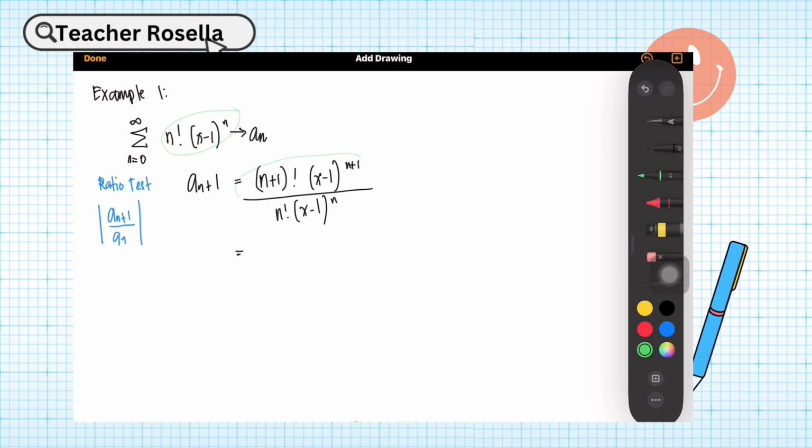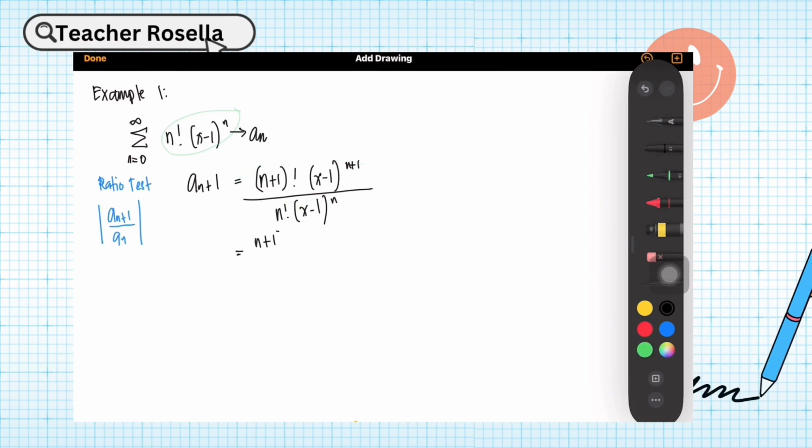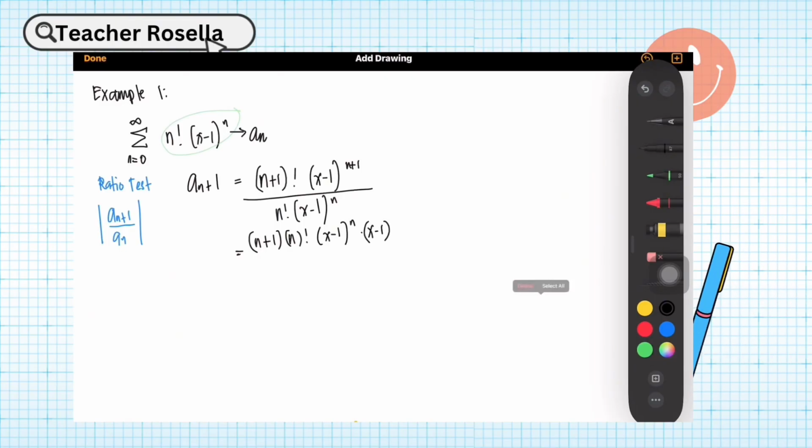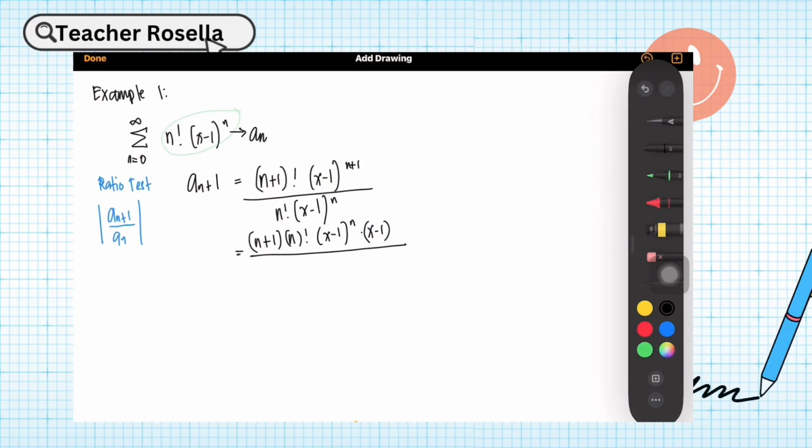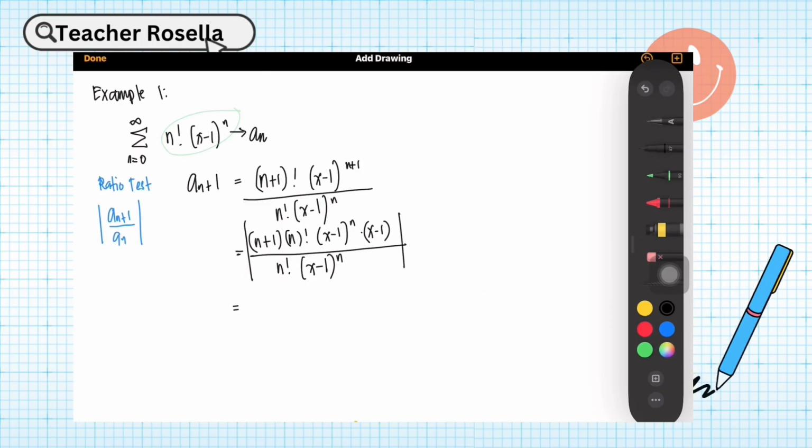So at this point, we can now expand our dividend. So we have n plus 1 times n factorial times the quantity of x minus 1 raised to n times x minus 1 raised to 1, so we don't have to put 1 as our exponent, all over, just copy our divisor, n factorial times the quantity of x minus 1 raised to n. Oh, sorry, I forgot to put it, but it is all absolute value.